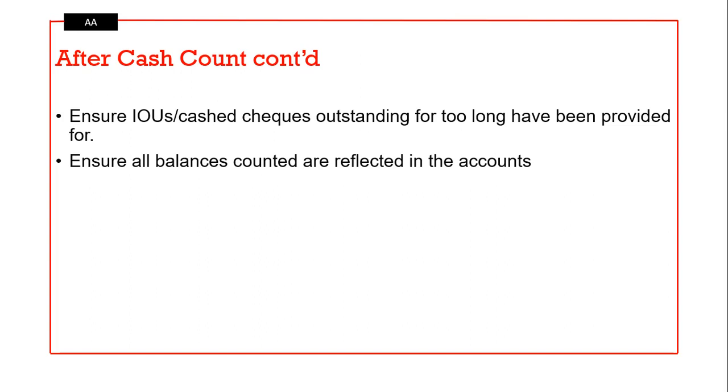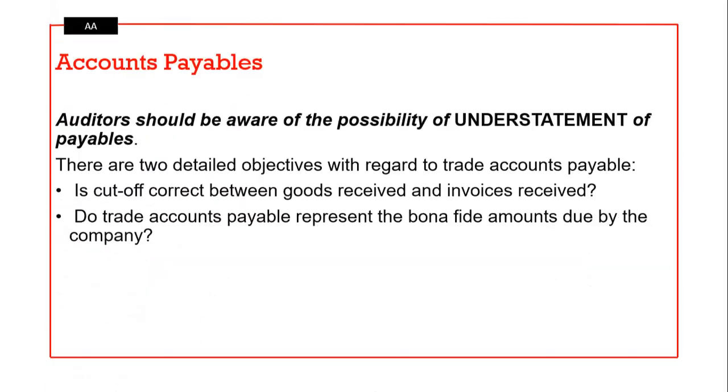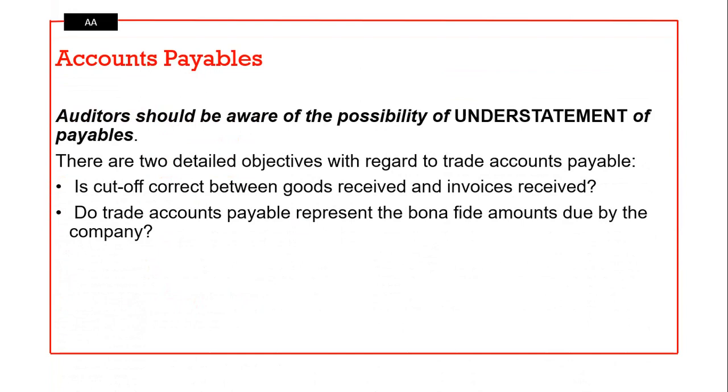After the cash count, you may have to do other things. You ensure that IOUs or cash checks outstanding for too long have been provided for, because these might not be received. And you should ensure that all balances counted are reflected in the accounts themselves. So of course we are done with cash and bank.